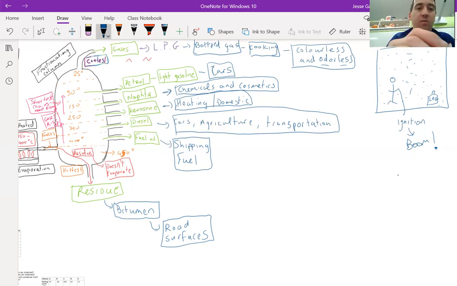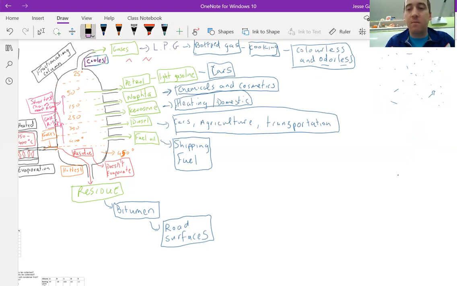So this is not very practical. So what we have to do, or what the petrochemical companies have to do to eliminate the risk of this happening, is that they need to add some kind of a chemical to give it a smell. So what they do is they take a sulfur containing chemical, because sulfur compounds tend to be very smelly.